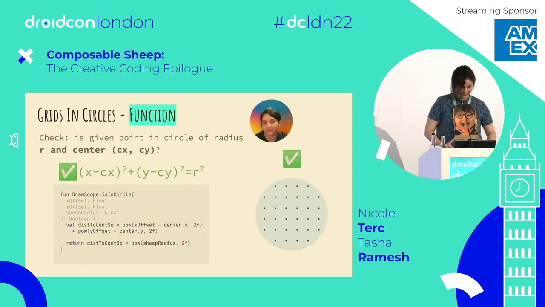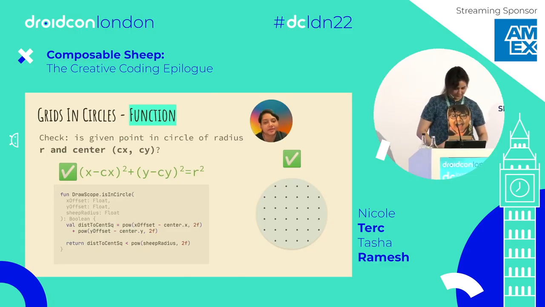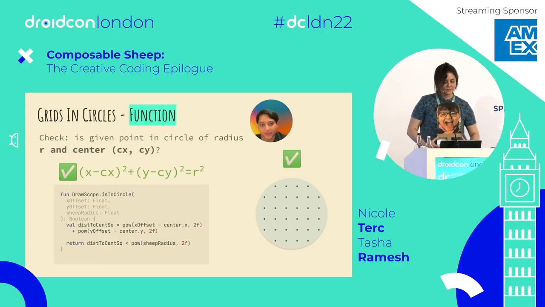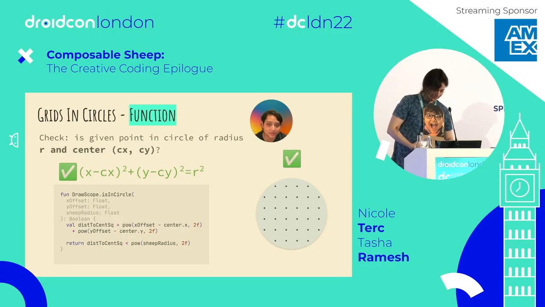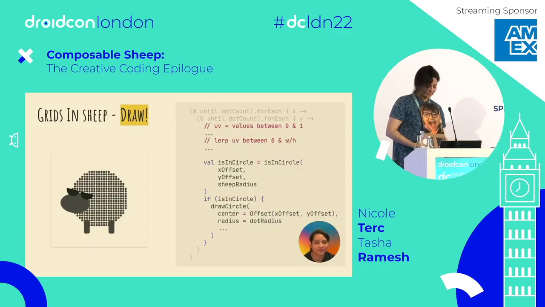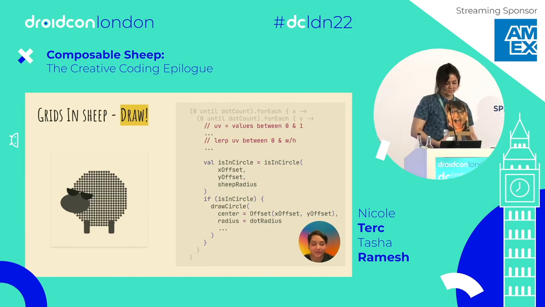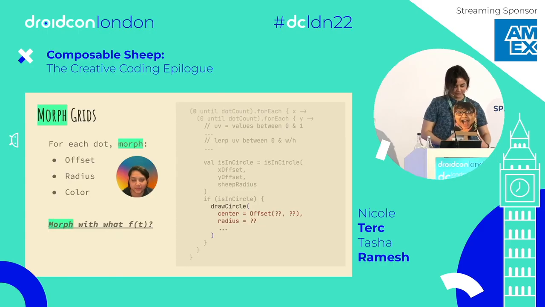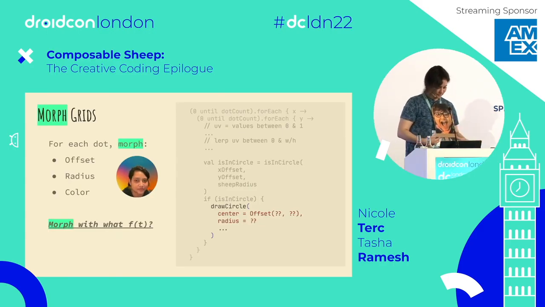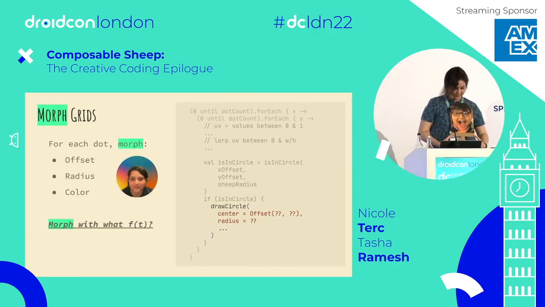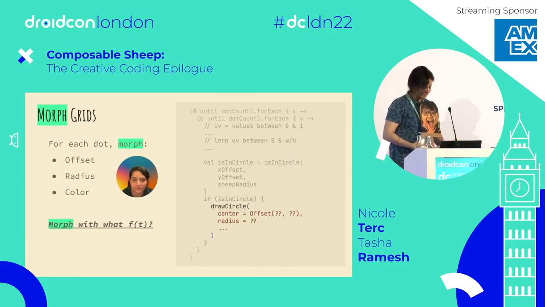Theoretically, if we did apply this function, we'd be able to cut out a circular grid from the square one. In code, we'd want to represent this function as returning a boolean. So it would return true if a given xy offset is truly within the circle and false otherwise. And we can plug that function straight into our grid drawing code and draw the bulk of our sheep using a circular grid. Now that we've made it this far, we can start morphing our grid. For each dot that we've drawn, we have control over its offset, its radius, and its color. So let's look at what kind of functions we can use to morph these properties.